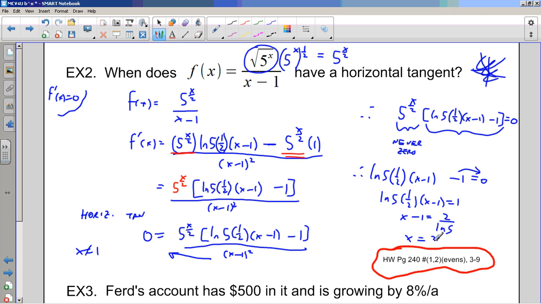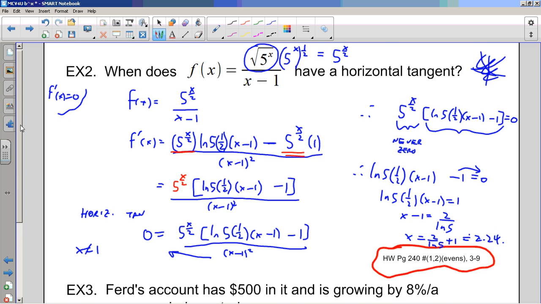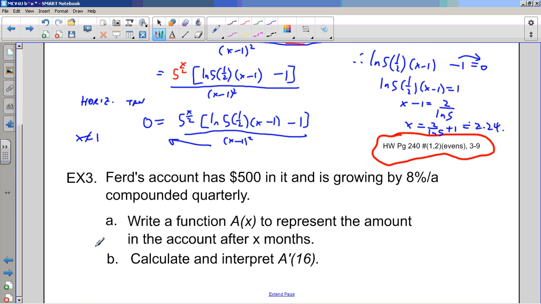And if you jam that into a calculator, you get that that's about, assuming that I did this correctly, 2.24. So on this graph, when x is 2.24, we should have a horizontal tangent, a minimum or a maximum, perhaps.